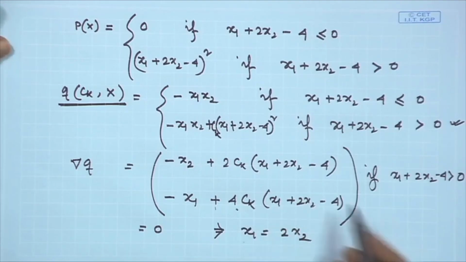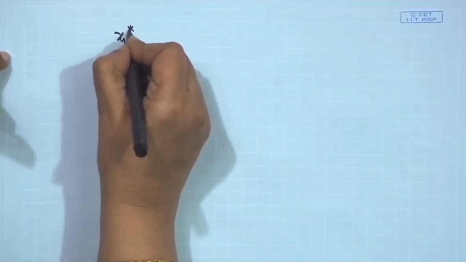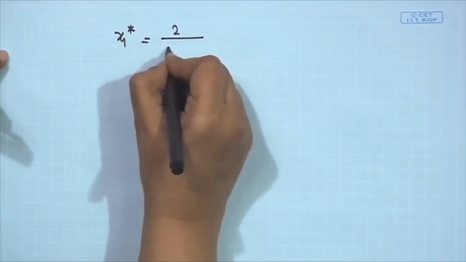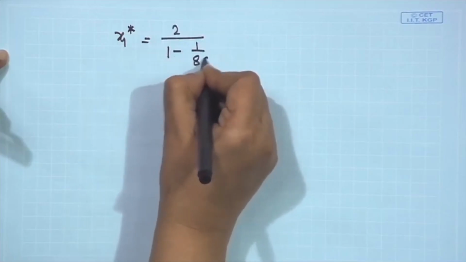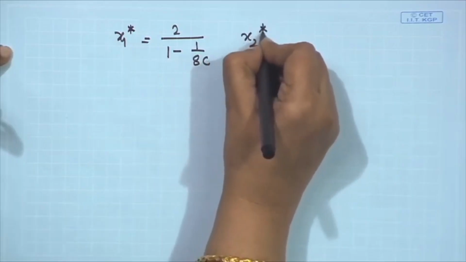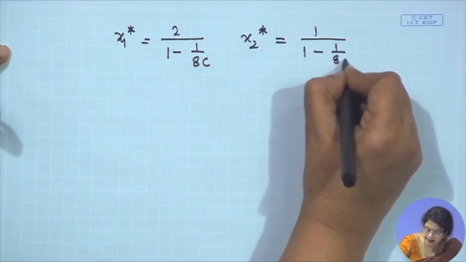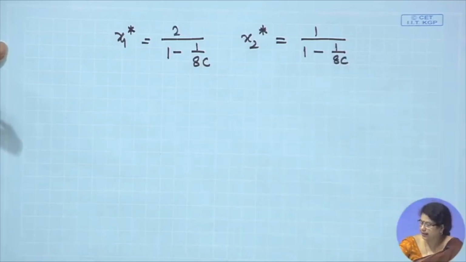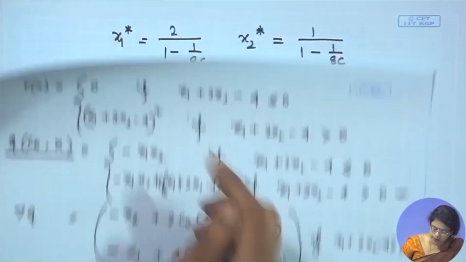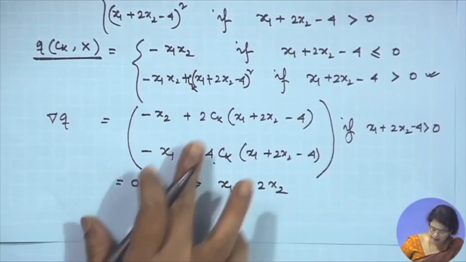All right. Now, from here, if we solve this equal to the 0 vector, then from these two equations we will get x1 star equal to 2 divided by 1 minus 1 by 8 c, whereas x2 star is equal to 1 divided by 1 minus 1 by 8 c. All right. This we are getting from these two. Here c is equal to Ck.